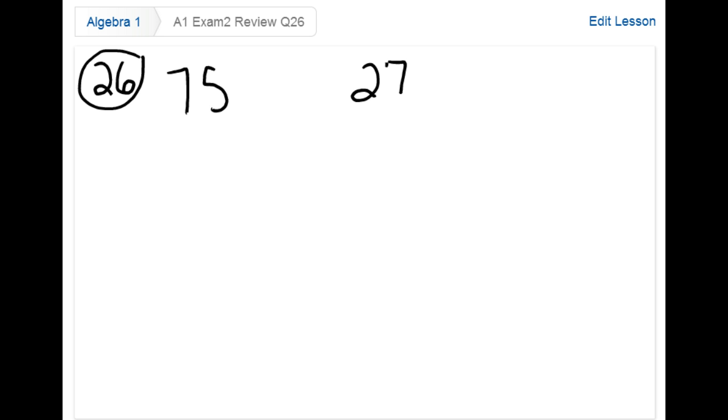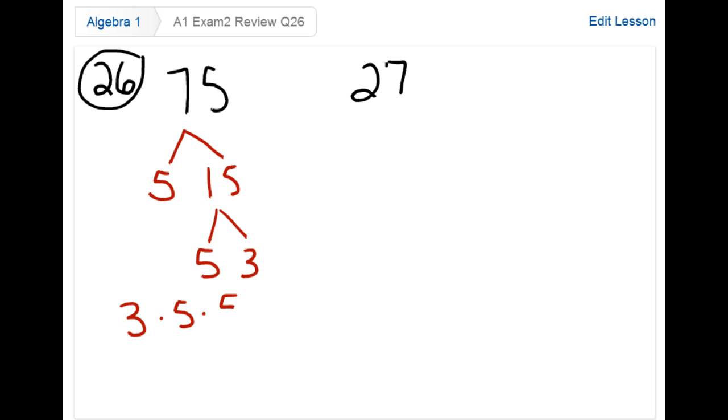Question 26. Find the GCF of 75 and 27. So we're going to do a factor tree for each number. 75 breaks up to 5 times 15. 15 breaks up to 5 times 3. So 75 is 3 times 5 times 5.